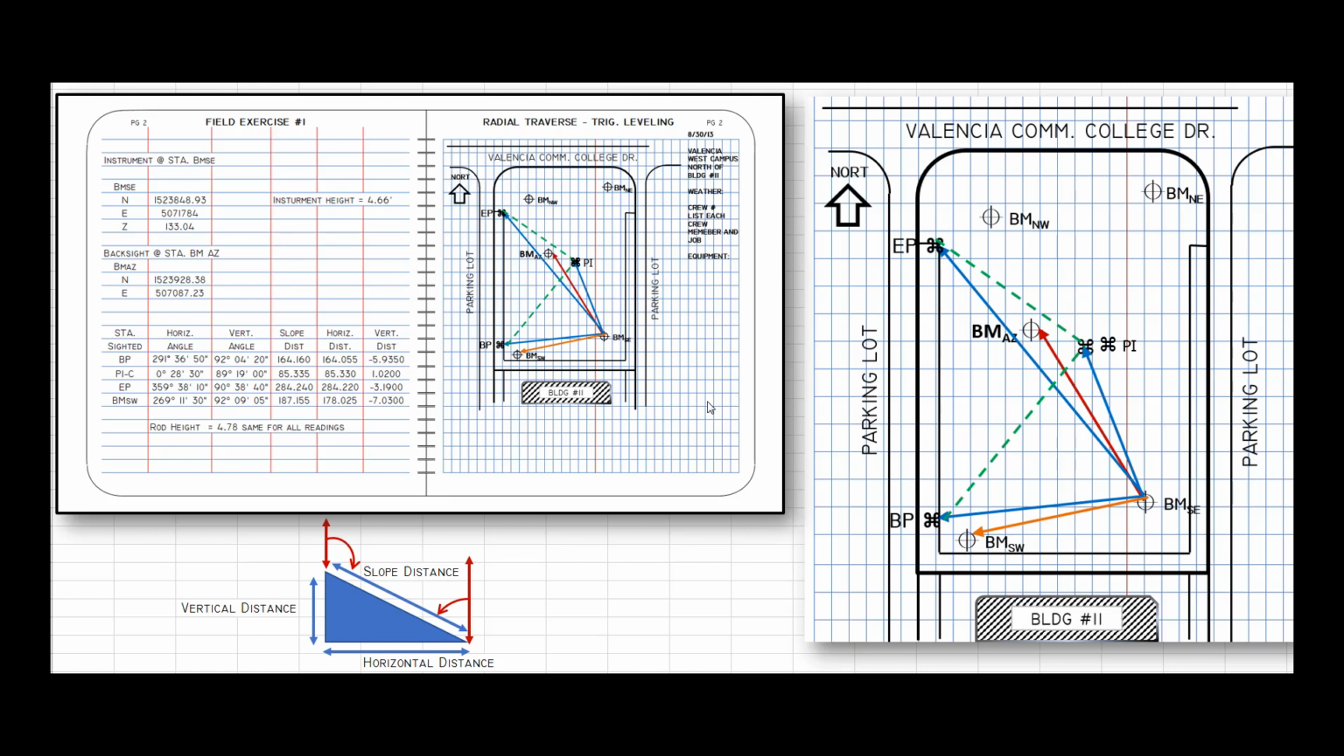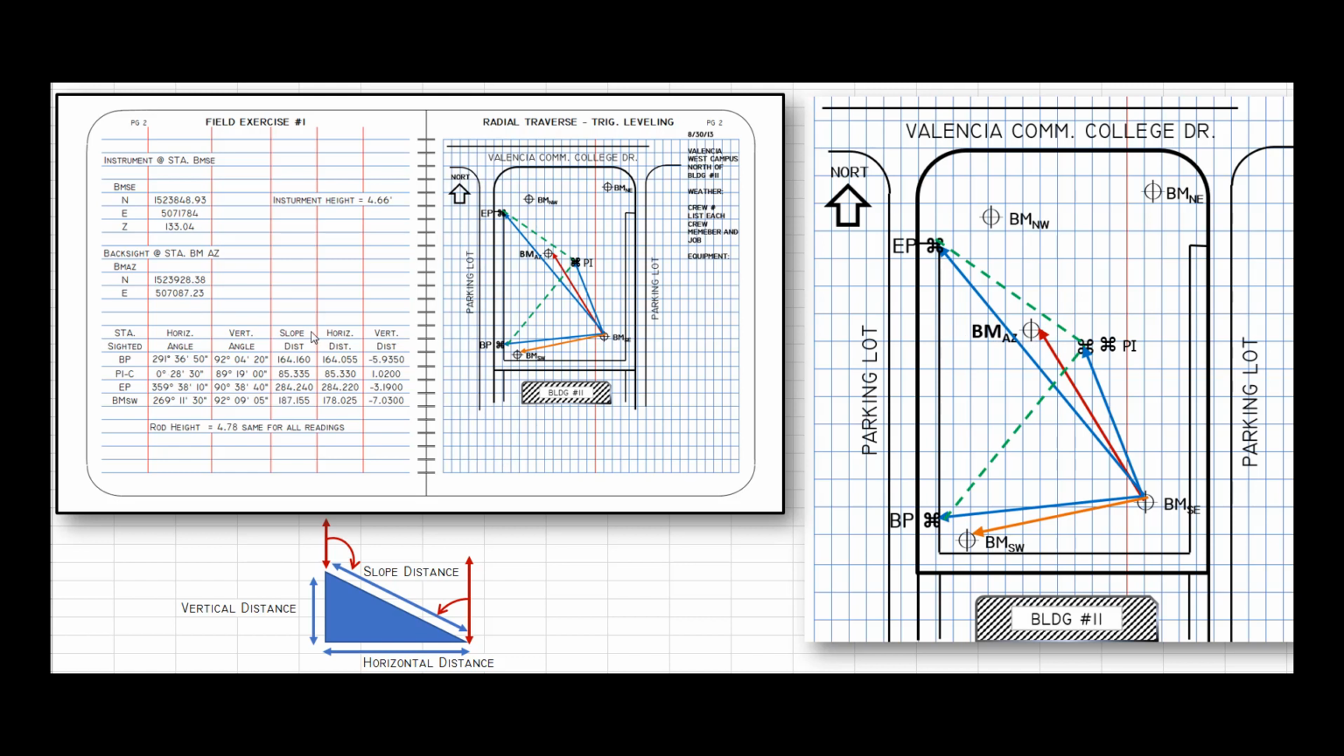So we're going to talk about the trigonometric leveling and a radial traverse. Basically what we did is we set up at benchmark southeast. You can see down here in the corner, I'm at benchmark southeast. We do have data for the northing, easting, and z elevation of that benchmark. We backsighted the azimuth AZ, this point right here.